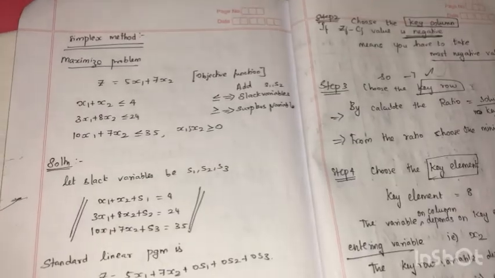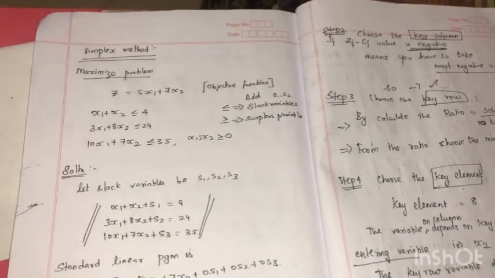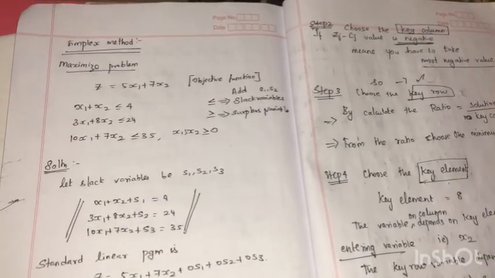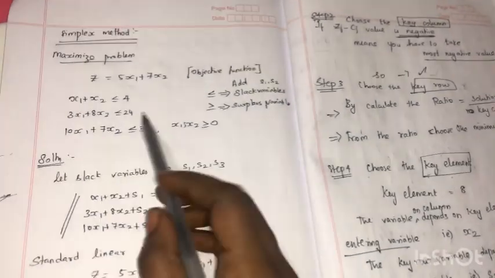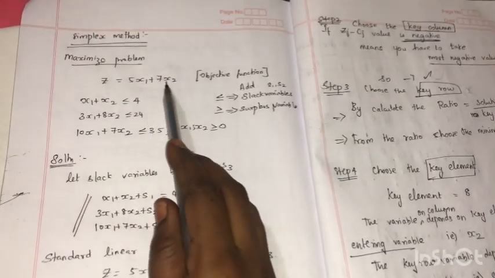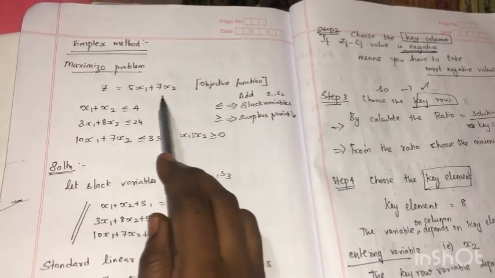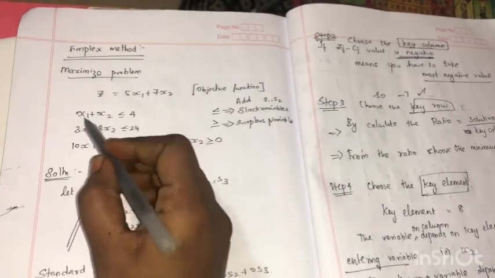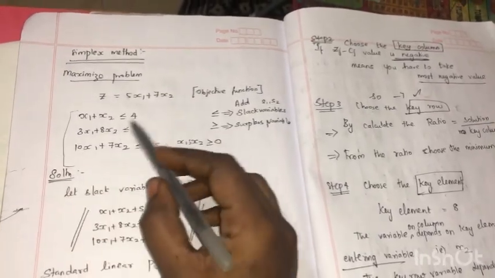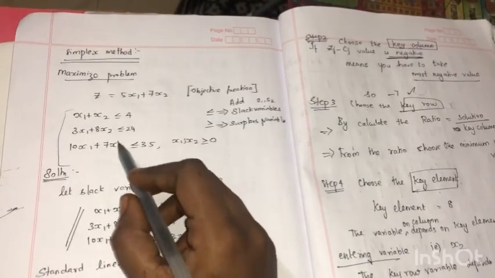Hello everyone. Today we are going to see about the simplex method. In this simplex method we are going to see about the maximize problem. So this is the given equation: z is equal to 5x1 plus 7x2. This equation is called the objective function, and these are the set of constraints. Three constraints are given in this equation.